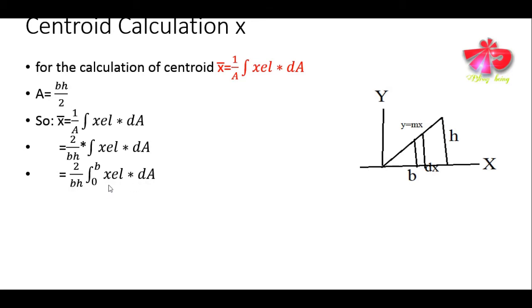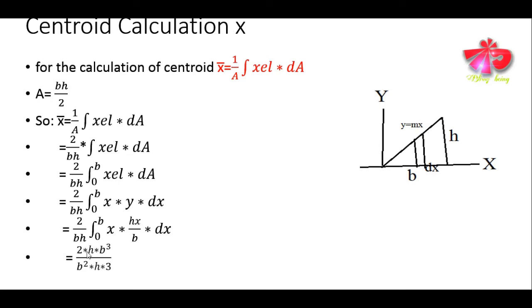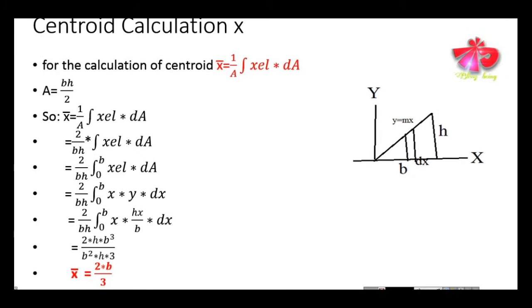Now we need to find the value of x elemental, that is the distance from the origin to the centroid of this elemental strip. In this case x elemental will be x, and the value of dA, the small elemental area, will be dx times y. So substituting all these, we get 2 by bh integration from 0 to b of x into y into dx. Now we substitute the value of y that we obtained as hx by b, and on solving we get this expression. Integrating it, we easily get x bar equals 2b by 3 as the required expression.